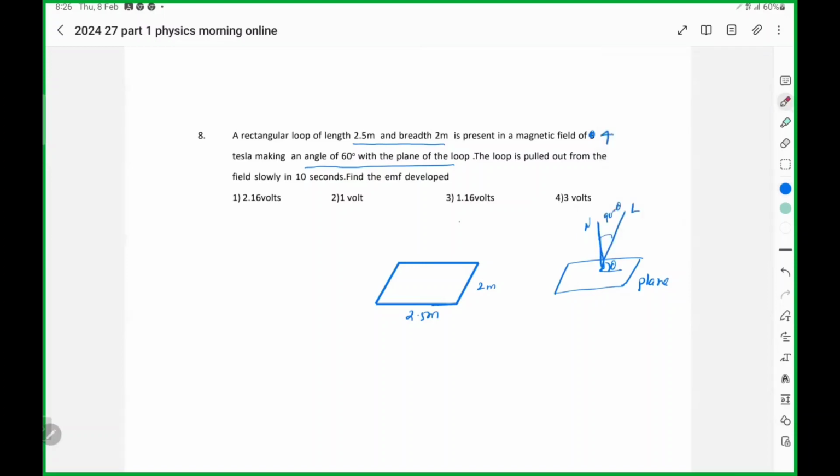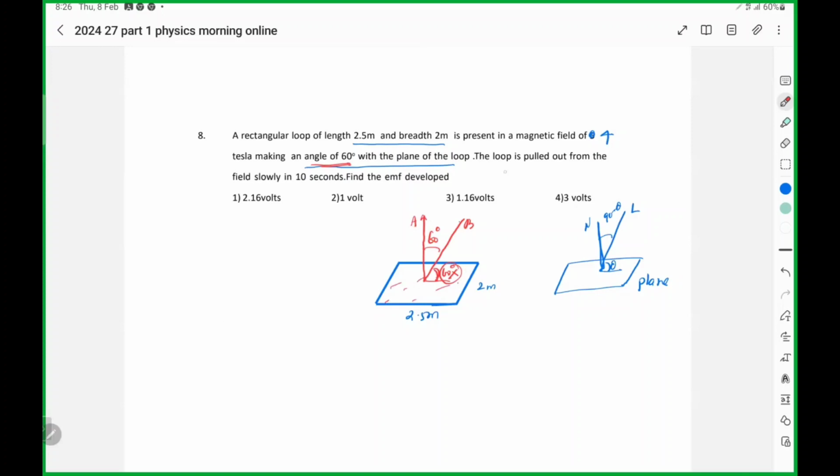So 60 degrees with the plane means in general we have to take like this. But we are not getting the answer option. So maybe the data which we collected or the given question may be wrong. Here it is 60 degrees. It's not 60 degrees with the plane, but with the normal of the plane and the magnetic field. So this is the area vector, right? The area vector will always be perpendicular to the surface.